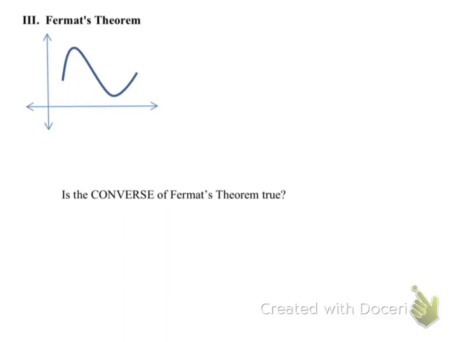In this video, we'll have a short discussion about Fermat's theorem. Fermat's theorem has to do with local maxes and minimums. It says if you have a function with a local max or a local min, like the one I have drawn here, so let's first identify. It looks like we have a local max, and in this case we actually have a local min as well.